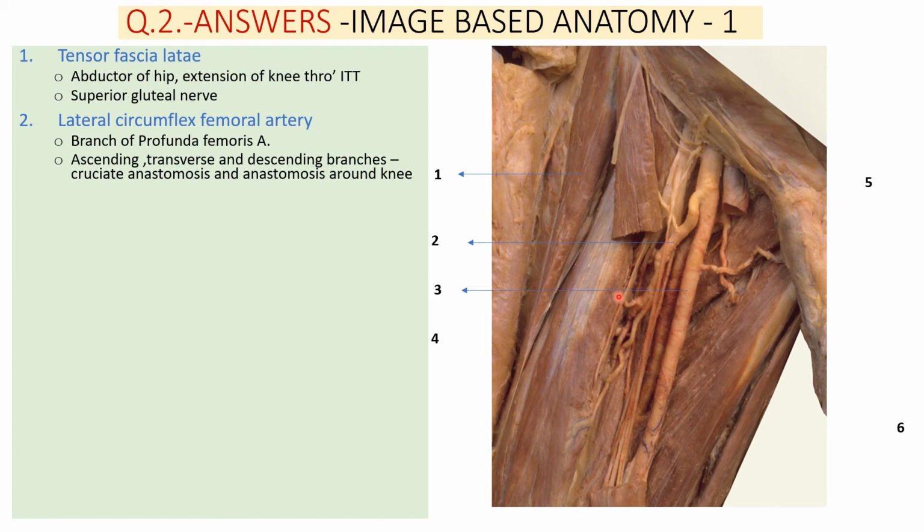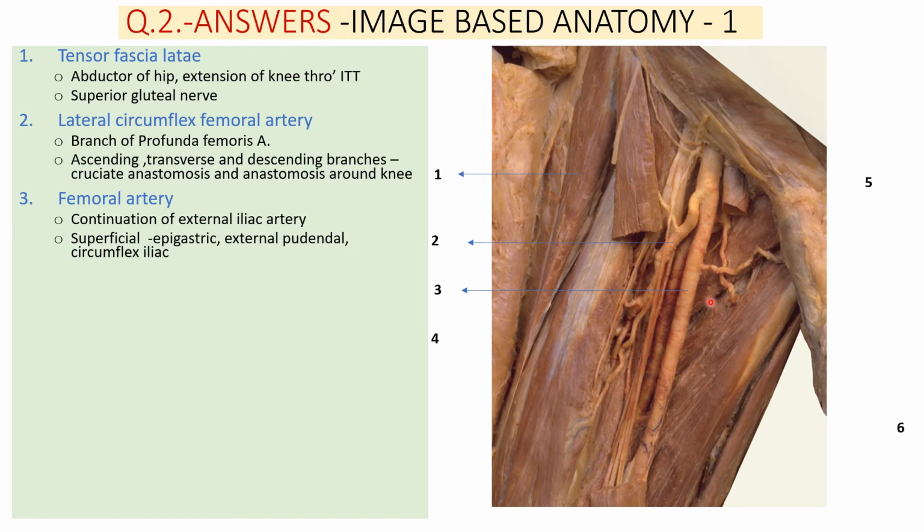Then coming to the third one, which you are seeing, it is the femoral artery, the large artery of the lower limb, and it is the continuation of external iliac artery in the abdomen, passing underneath the inguinal ligament, and it is a content of femoral sheath. And then the branches it will give are the superficial branches, that is the epigastric, external pudendal and circumflex iliac branches. Then the deep branches are the profunda femoris, the deep external pudendal and the descending genicular arteries. So this should make you read about the femoral artery.